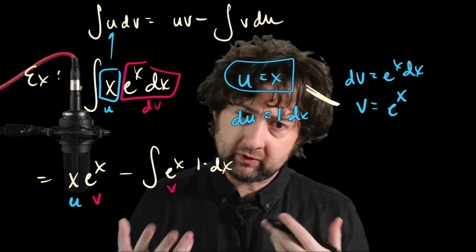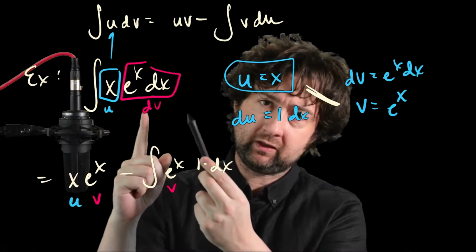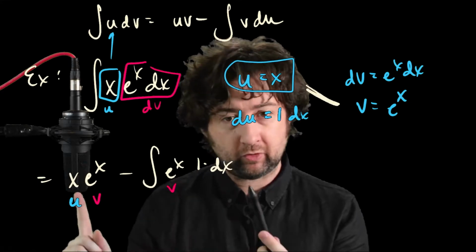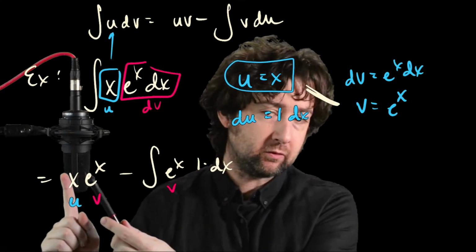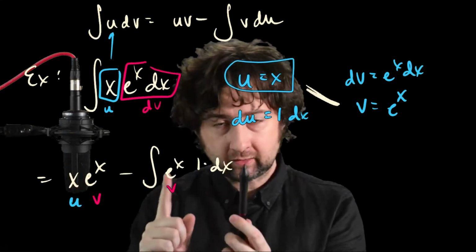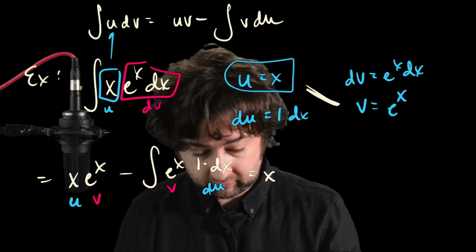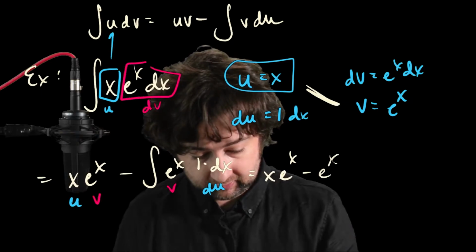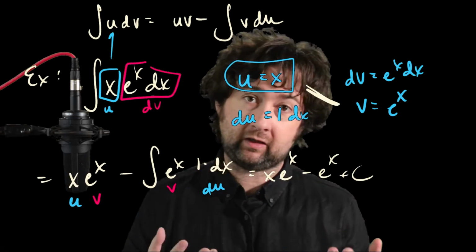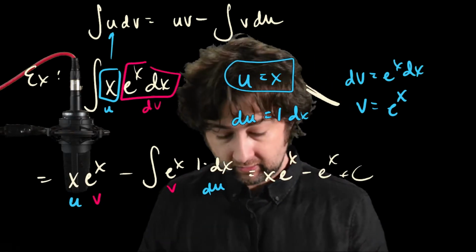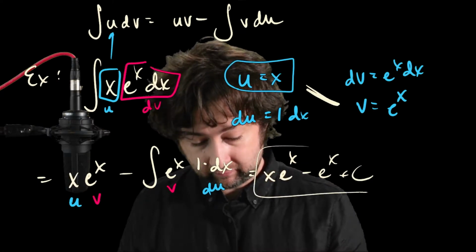And you should notice that what you've done here is you've taken this integral that we have no idea how to solve, and we've replaced it with a more complicated expression, but this integral is already done. And this integral is one I know how to do. So all of this is equal to x e to the x minus e to the x plus c, because the antiderivative of e to the x is e to the x. And so this is the answer for that integral.